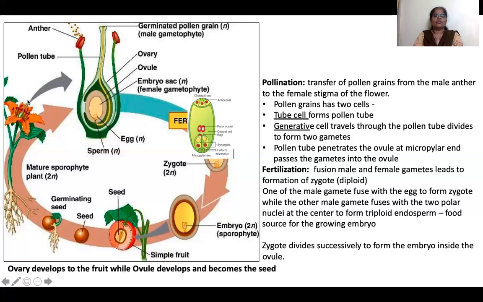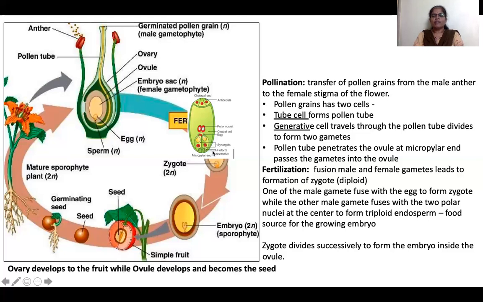First, pollination occurs, the transfer of pollen from the male reproductive part, the anther, to the stigma, the female reproductive part. This is pollination. Once pollination occurs, the pollen tube is formed through the style. Through this, the pollen cell gets divided into gametes, two gametes are formed. It enters the ovary through the micropylar end, because at the micropylar end the egg is there.